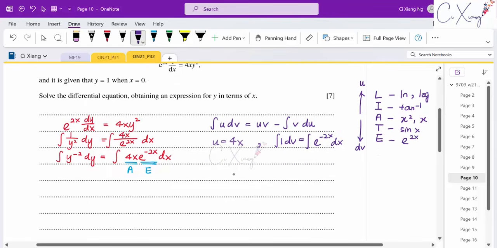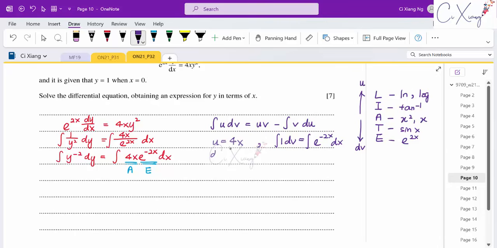After you decide already, now you can start differentiating the u. So differentiate u with respect to x, you have du/dx equals 4. Integrate 1, you have v. Integrate e power negative 2x, you have e^(-2x) divided by negative 2. The negative 2 comes from the differentiation of negative 2x. So for all this you need some very basic integration knowledge for the basic functions.